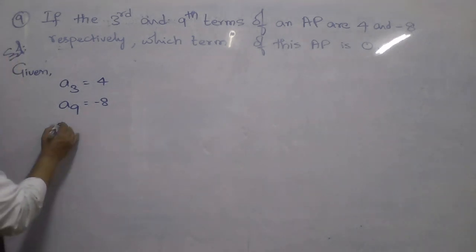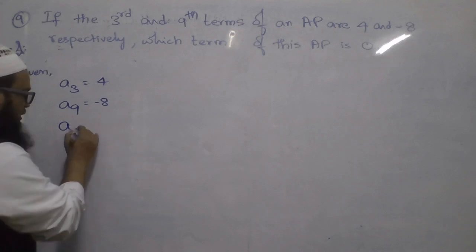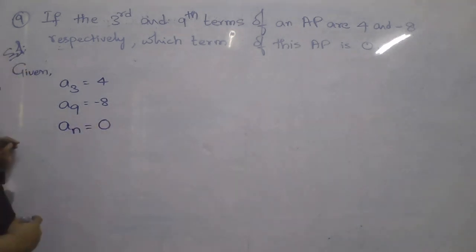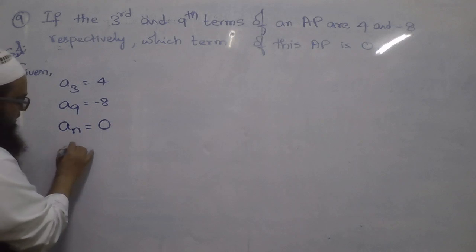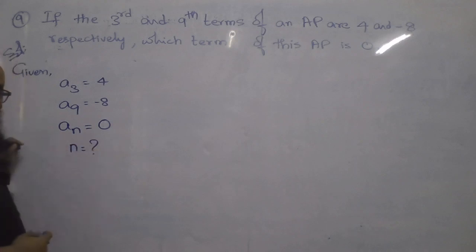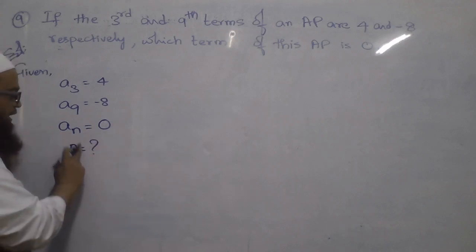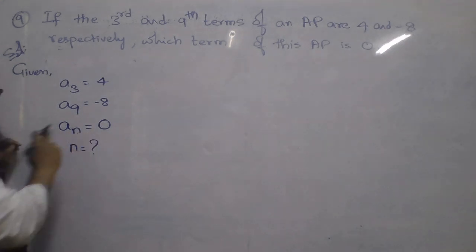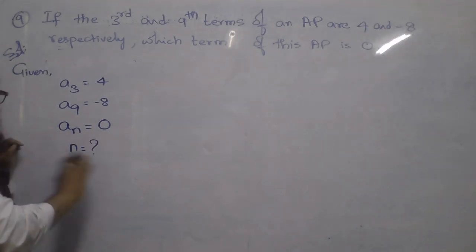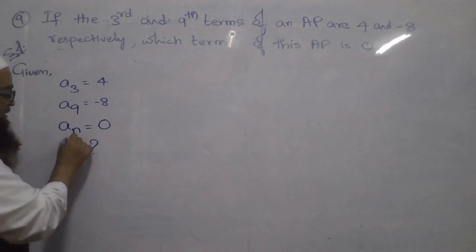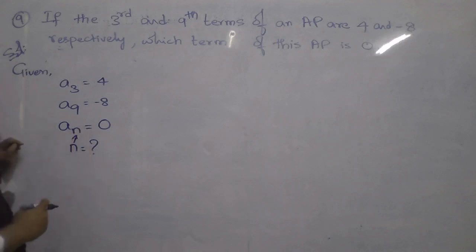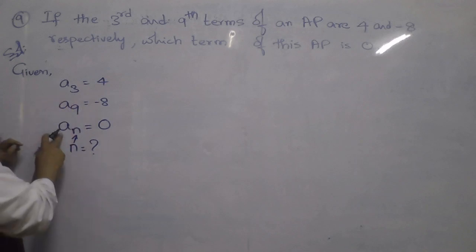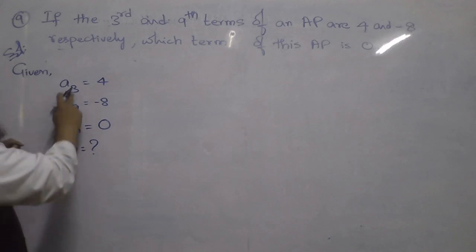Which term? That means you don't know that term, therefore the nth term is equal to 0. Understood or not? He wants to find n. Here n doesn't mean the number of terms. An is 0. So which term means you have to find what n is. Here n means the term which is 0. Is it right? So an is given, n is to be found, a3 and a9 are given.